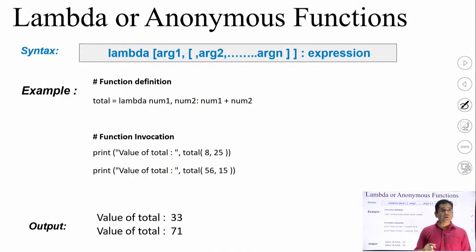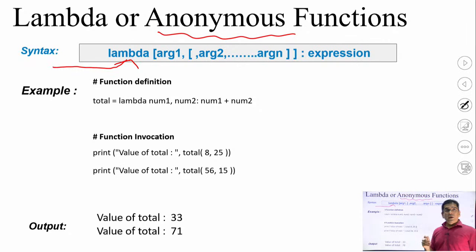Now let's come to the example of this function. First I will tell you about its syntax. You need to write the keyword lambda. Because there is no name for this function, it is called an anonymous function. The lambda keyword is used to start or initiate the function with any number of arguments. Here I have chosen square brackets. Square brackets mean the arguments are optional.